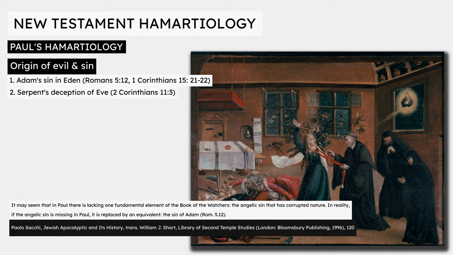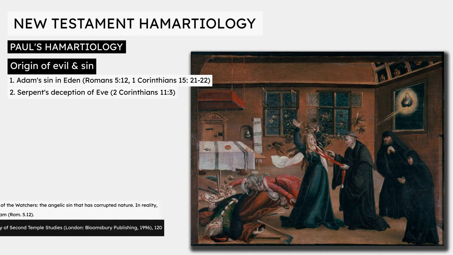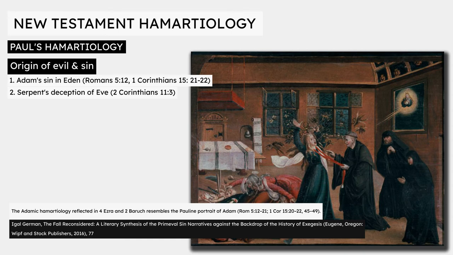This is particularly significant since it means that in the socio-cultural context of either a cosmological or a forensic origin for sin and death, Paul deliberately chose the forensic origin, blaming Adam, and excluded any suggestion of supernatural evil beings being responsible. Consequently, Eyal Regev writes that the forensic hamartiology of 4 Ezra and 2 Baruch, both of which reject belief in supernatural evil, "resembles the Pauline portrait of Adam."